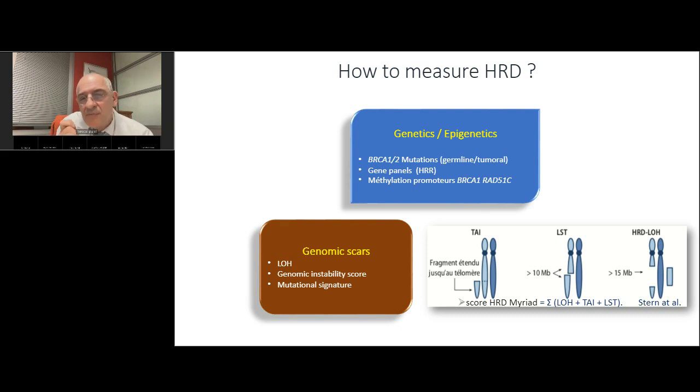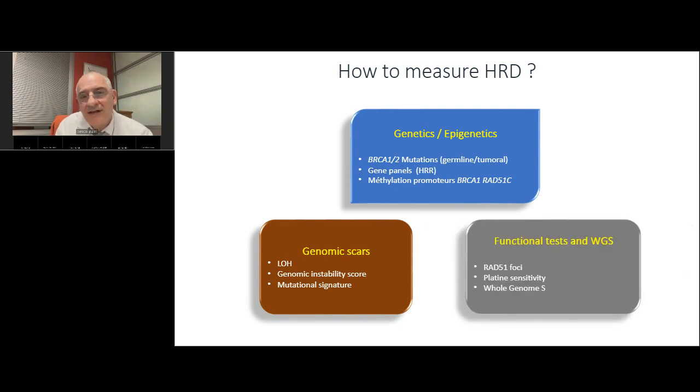Finally, a very smart and elegant way to look at HRD is to look at functional consequences of HRD. I will quickly go back to that, but you can look at foci of RAD51, which is a very important protein, crucial to recruit the actors of HR repair. Another one is to look clinically at platinum sensitivity, which is a very good marker of HRD. And finally, to look by sequencing whole genome at instability.